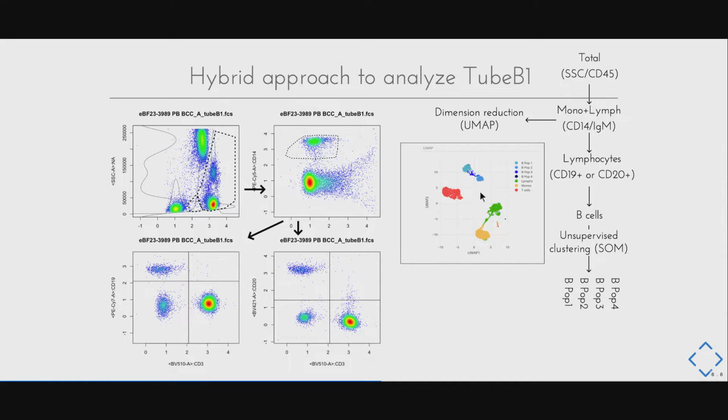Additionally, we use a dimensionality reduction algorithm. Here we use UMAP to display the relationship between B cells versus monocytes and T cells, and also display the relationships among different B cell subgroups.